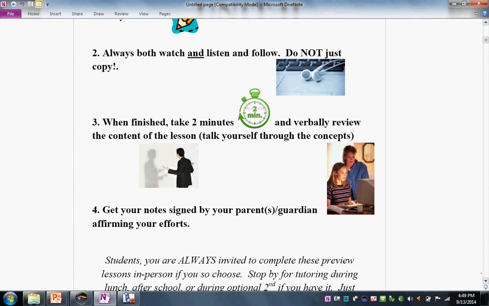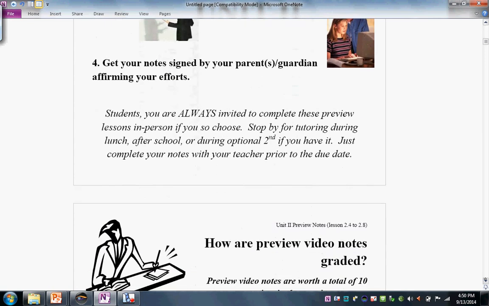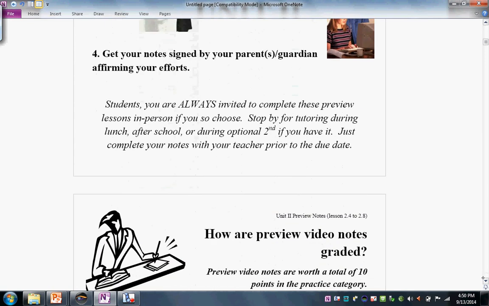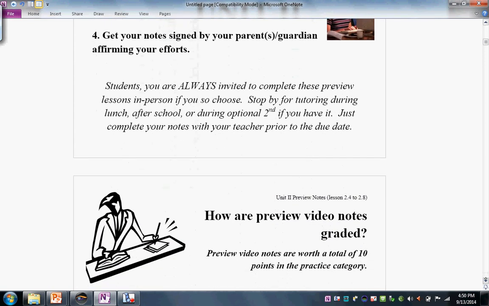When you're finished, this will increase your comprehension significantly. Just close your booklet and in 2 minutes verbally review the content of your lesson to yourself. Talk to yourself through what you learned. Remember to get your notes signed by a parent or guardian or a teacher affirming your efforts.